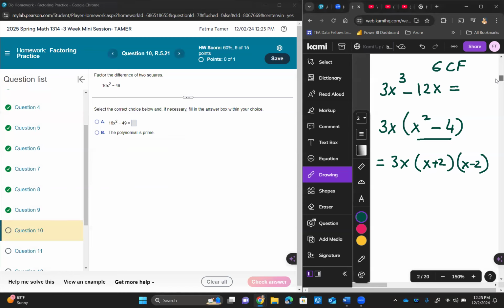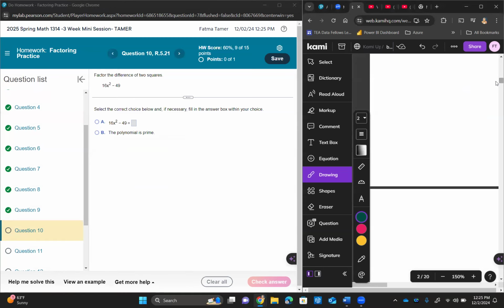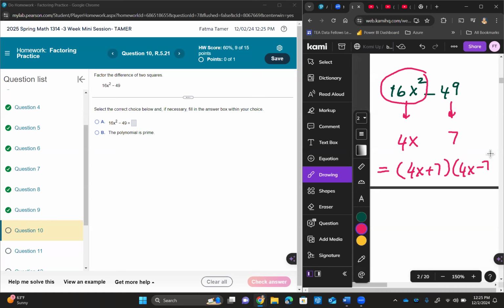Next question says in the problem that this is difference of two squares, so factor accordingly. Since they gave me a clue, I'm just going to write the problem first, 16x squared minus 49. I'm going to think, what is the base number for this? I know that this is 4 to the second power, and I know that this is x to the second power. So this whole thing is 4x to the second power. 49 is 7 to the second power. So the base numbers I need are 4x and 7. If I apply the difference of two squares formula, I need 4x plus 7 and 4x minus 7 as my two factors.